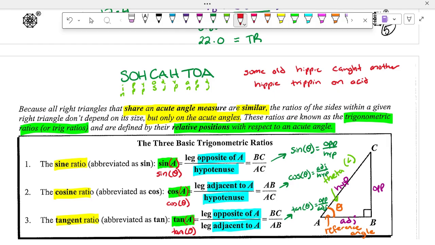So some old hippie caught another hippie tripping on acid. That's how you remember it. Sine, opposite, hypotenuse; cosine, adjacent, hypotenuse; tangent, opposite, adjacent. SOHCAHTOA.